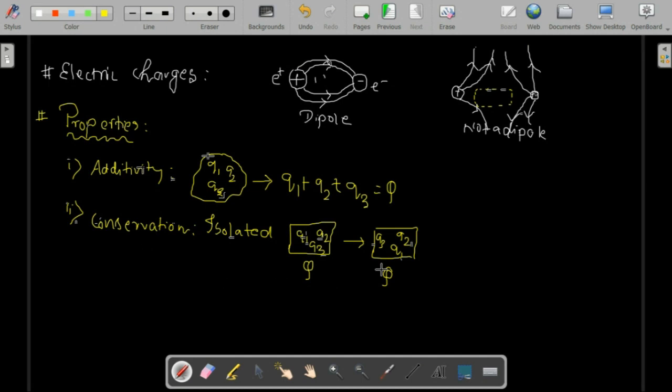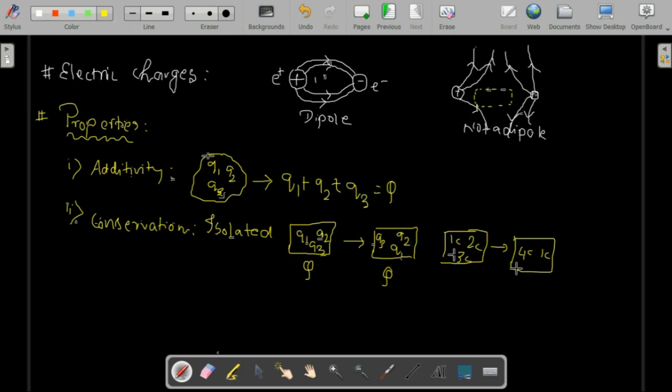So what happens is, maybe in a certain numerical, we get an isolated charge system where we have charges of 1 coulomb, 2 coulomb, 3 coulomb, and after some time the charges become, let's say, 4 coulomb and 1 coulomb.